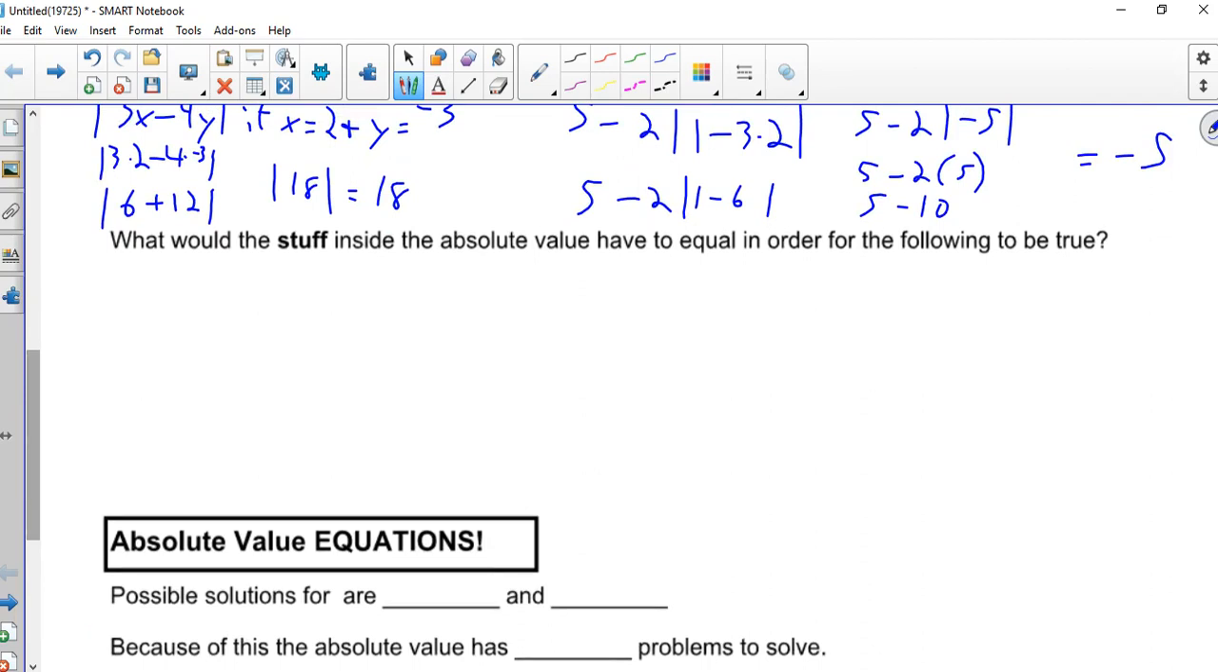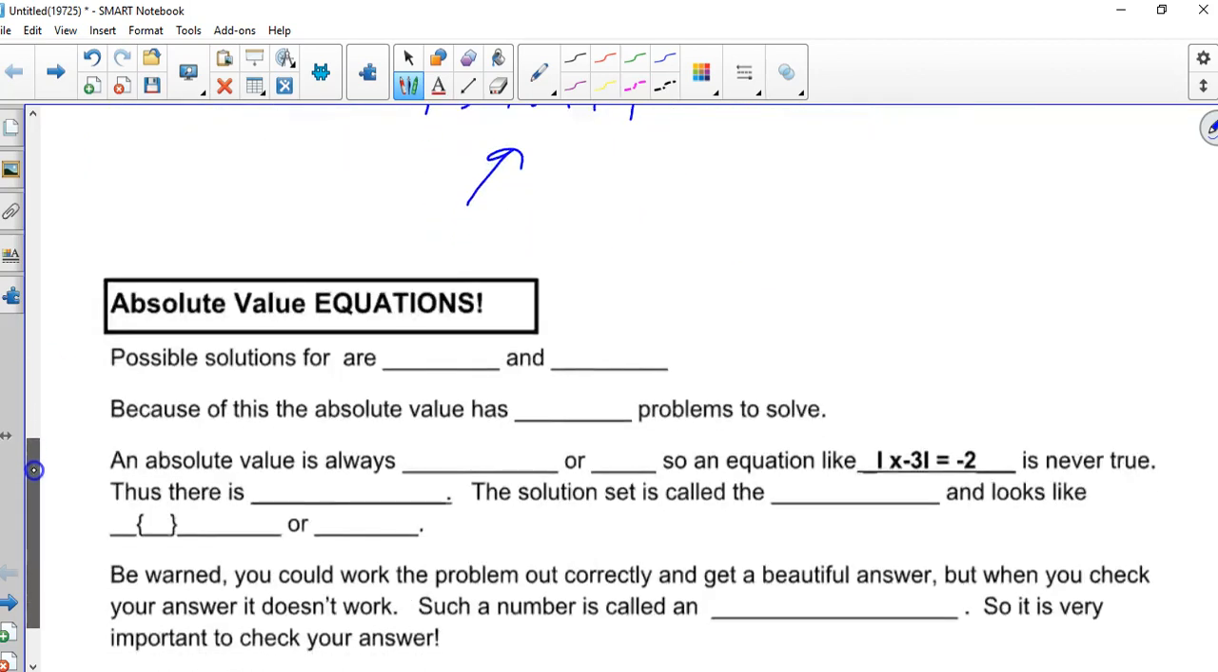What would the stuff inside the absolute value have to equal in order for the following to be true? What are the possibilities of what could go in there to make 5? We're going to talk about this in class. Not going to write anything in the notes. I want you to think about it. What could go in here? There's a multitude of answers. There are number answers and there are expression answers. You could put combinations of things in there. What could you put in there that would end up being 5 spaces away from 0?